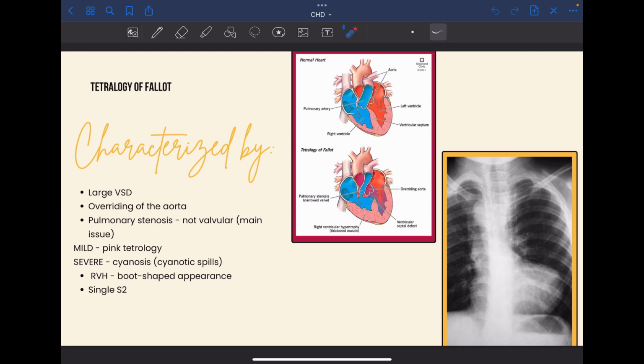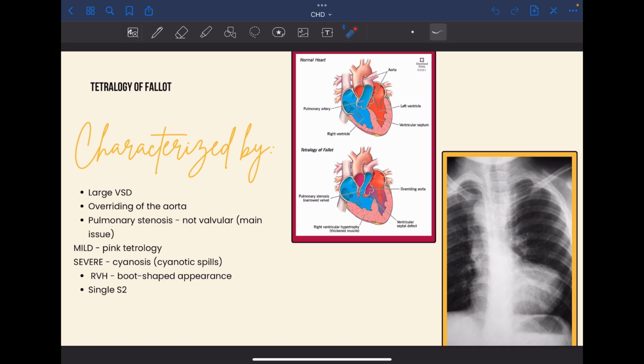The second finding that we need to see present in order to label it as tetralogy of Fallot is the overriding of the aorta. The aorta in tetralogy of Fallot could be coming from both more or less the right and the left ventricle. It's not just coming from the left ventricle. You can see that it's leaning a bit towards the right side, so it's not completely coming from the left side. The third thing, and probably the most important, is the pulmonary stenosis.